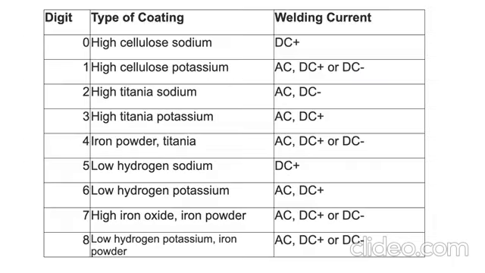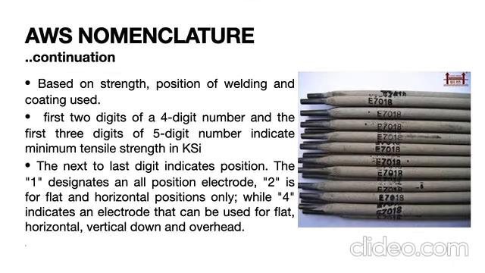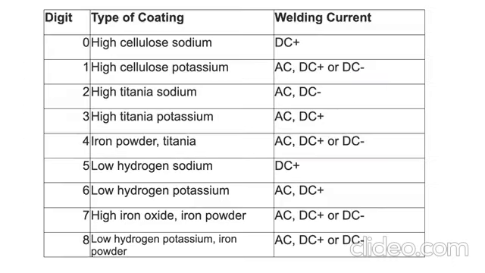It can be either 0, 1, 2, 3, 4, 5, 6, 7 or 8. And this was displayed in the last presentation as well. It not only denotes the type of coating but also the welding current characteristics. Say for example, it can be positive terminal of the DC or negative terminal of the DC, or can be an AC current flowing through. The electrode which is shown here has a last digit 8, which depicts low hydrogen potassium binder with iron powder.